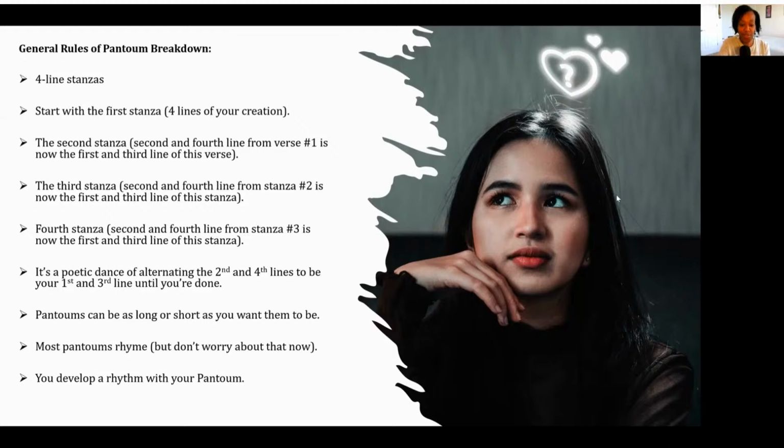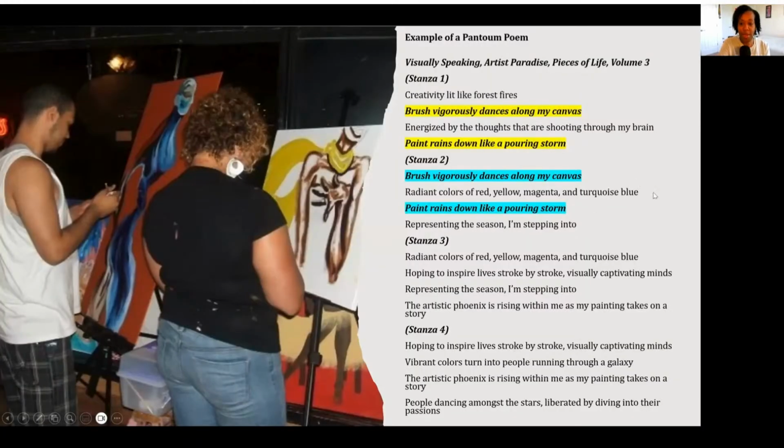So we're going to actually look at a Pantoum poem. So here is an example. This actually comes from my book, Artist Paradise, Pieces of Life, Volume 3. And this Pantoum poem is called Visually Speaking. Now you see where I have the highlights. So the highlights in the first stanza, you see in the second stanza, that's where they show up. And then so on and so forth. So I'm going to read and I will point out where for the other two stanzas.